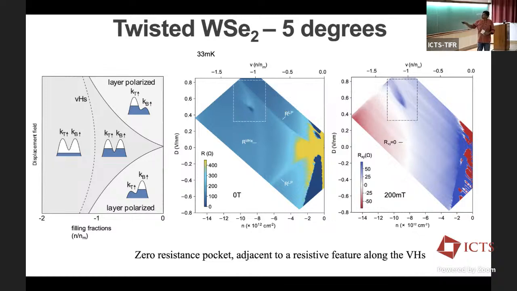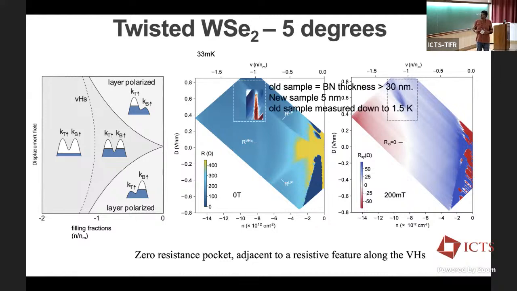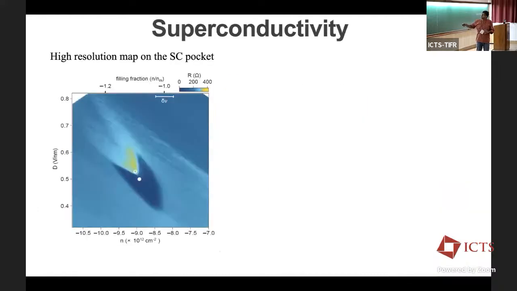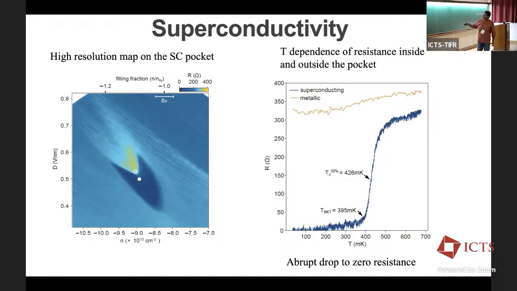Okay, but let me now concentrate on this part of the phase diagram as a function of electric field and density. And in particular, this little dark blue thing here, that is superconductivity. Okay. So zooming in right there, this pocket here, this pocket is 0 resistance. And I hope all of you see that around this pocket, you have something interesting going on. And just to show you some line cuts, if you're sitting here and you measure resistance as a function of temperature, you indeed see a superconducting transition.